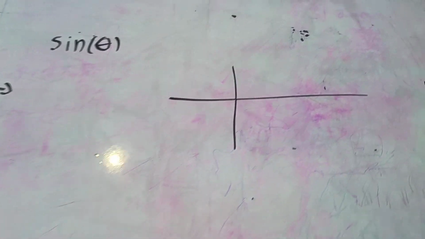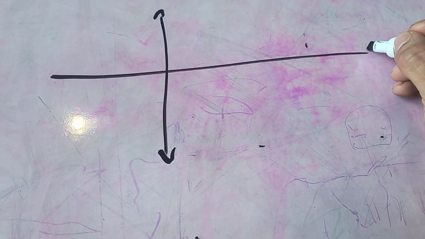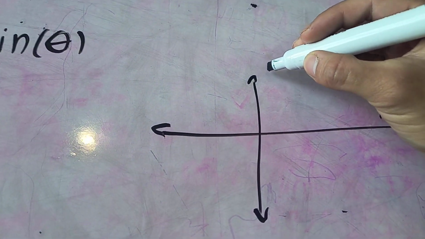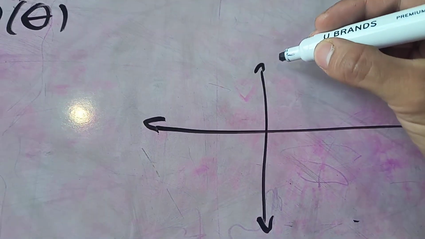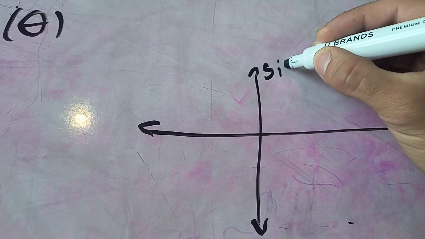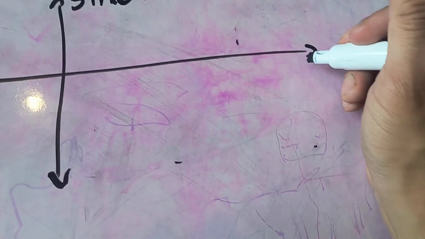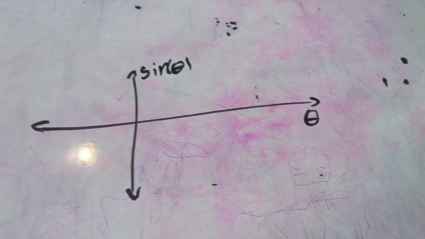This will be the graph. This axis, that's usually the y-axis. You can call it the y-axis, but we're going to call it the sine of theta axis, and we're going to be measuring theta in radians. So the angle in radians.